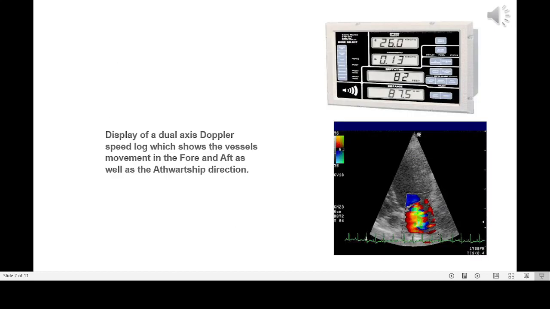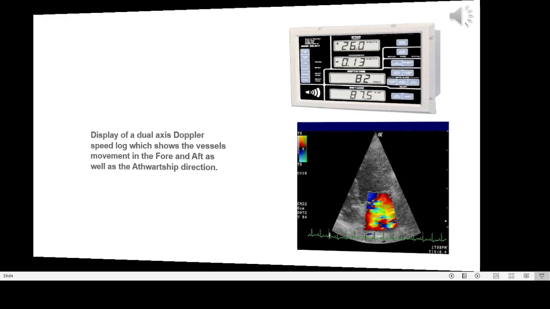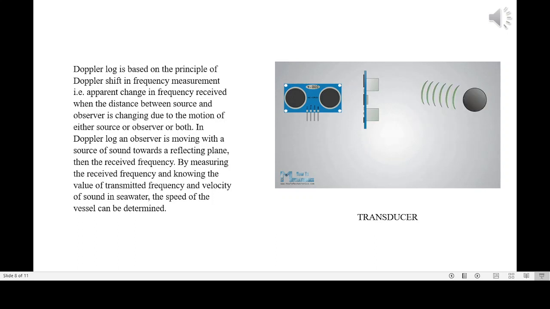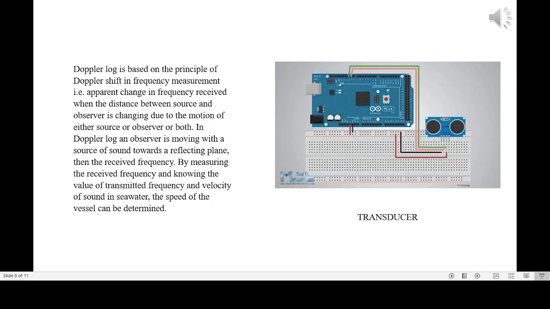Display of a dual-axis Doppler speed log, which shows the vessel's movement in the fore and aft as well as the athwart ship direction. Doppler log is based on the principle of Doppler shift in frequency measurement, i.e. the apparent change in frequency received when the distance between source and observer is changing due to the motion of either source or observer, or both. In Doppler log, an observer is moving with the source of sound towards a reflecting plane, then the received frequency changes. By measuring the received frequency and knowing the value of transmitted frequency and velocity of sound in seawater, the speed of the vessel can be determined.